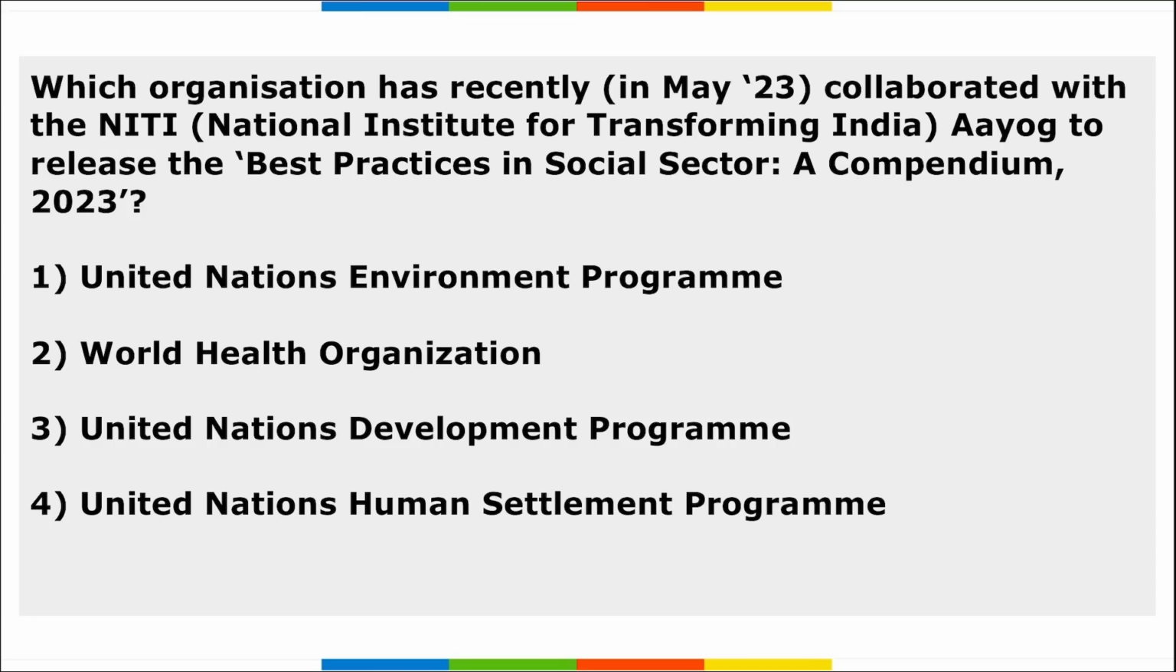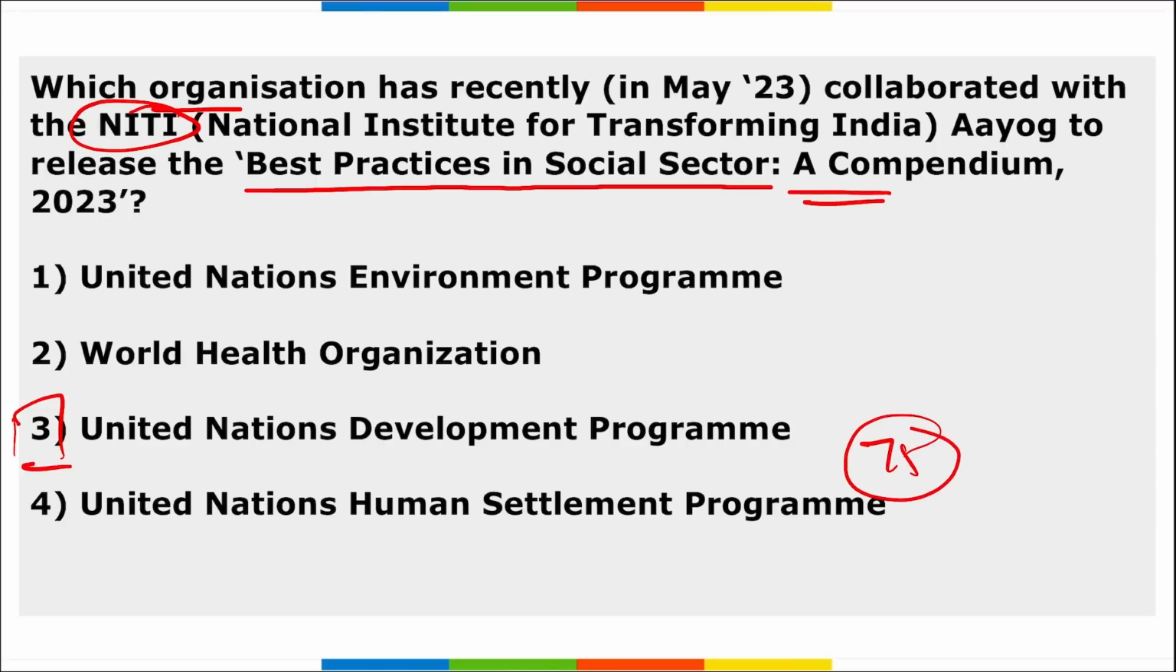Next, which organization collaborated with Niti Aayog to release Best Practices in Social Sector, a Compendium 2023? It will be your United Nations Development Program. UNDP, in collaboration with Niti Aayog, released Best Practices in Social Sector, a Compendium 2023 that features 75 case studies based on the theme of achievement at 75 at the grassroots levels, right? These case studies have been taken from 28 states and 8 union territories along with 80 ministries and departments of the government of India.